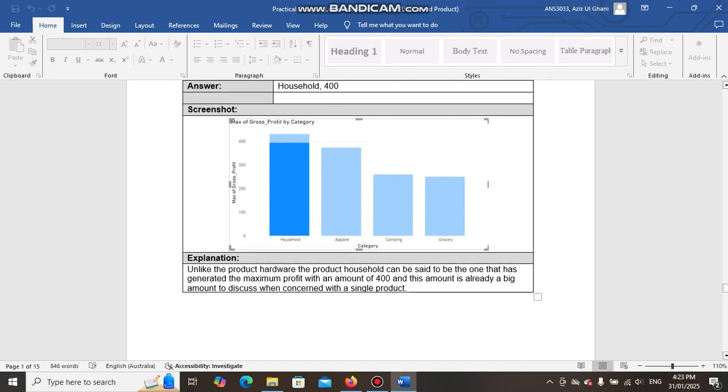Unlike the product hardware, the product household can be said to be the one that has generated the maximum profit with an amount of 400, and the amount is already a big amount to discuss when concerned with a single product.